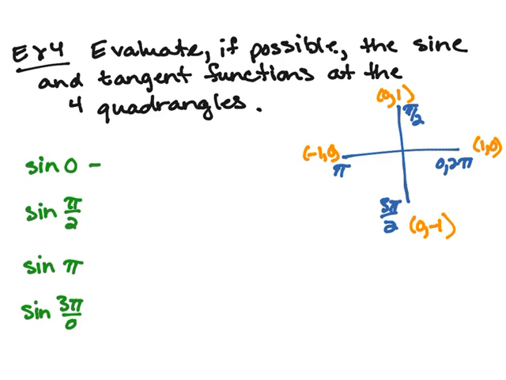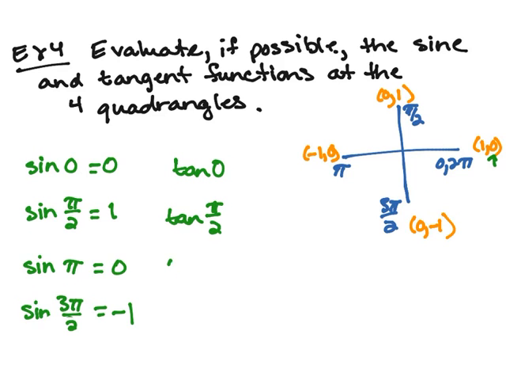All right, so they asked me to find sine of each of these. Sine is our y-coordinate. So at 0, my y-coordinate is 0. At pi over 2, it's 1. At pi, it's 0. And at 3 pi over 2, it's negative 1. All right, we're asked to find tangent. Tangent 0, tangent pi over 2, tangent pi, and tangent 3 pi over 2.